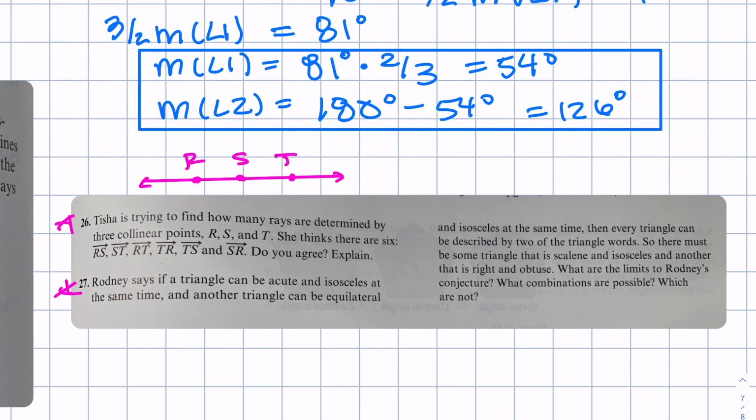Rodney says if a triangle can be acute and isosceles at the same time, and another triangle can be equilateral and isosceles at the same time, then every triangle can be described by 2 of the triangle words. So there must be some triangle that is scalene and isosceles, and another that is right and obtuse. What are the limits of Rodney's conjecture, and what combinations are possible, which are not?